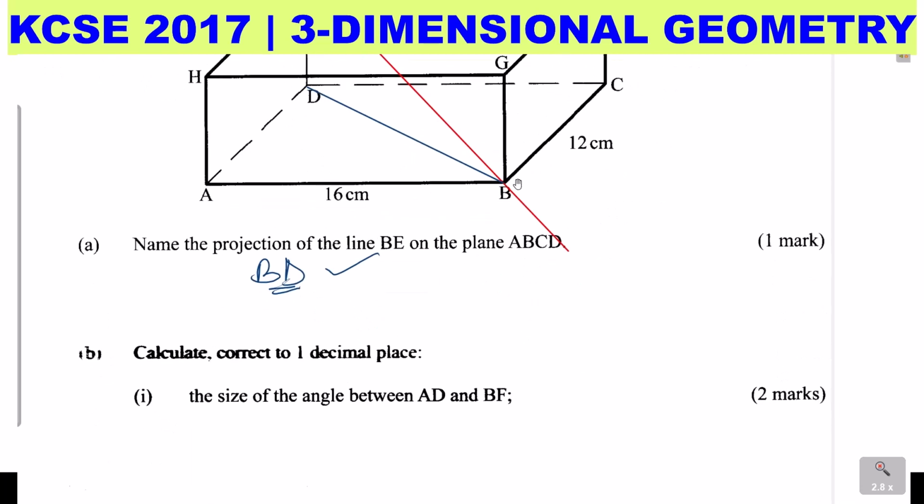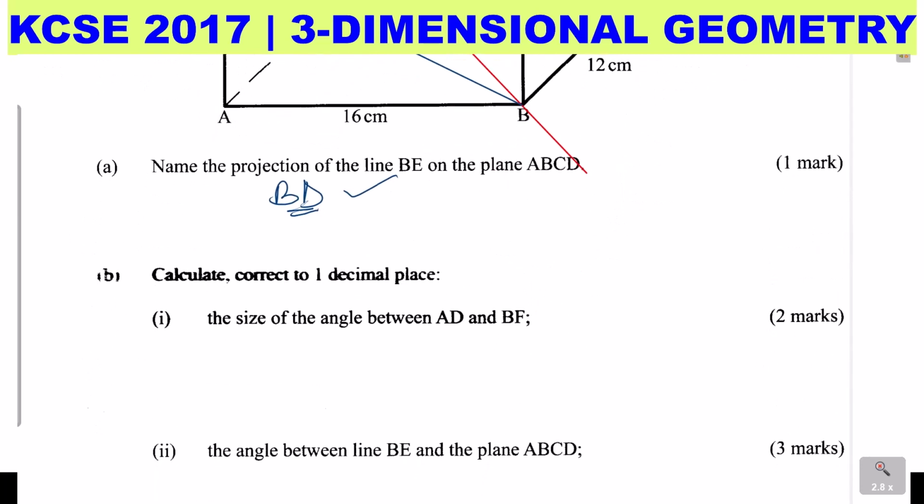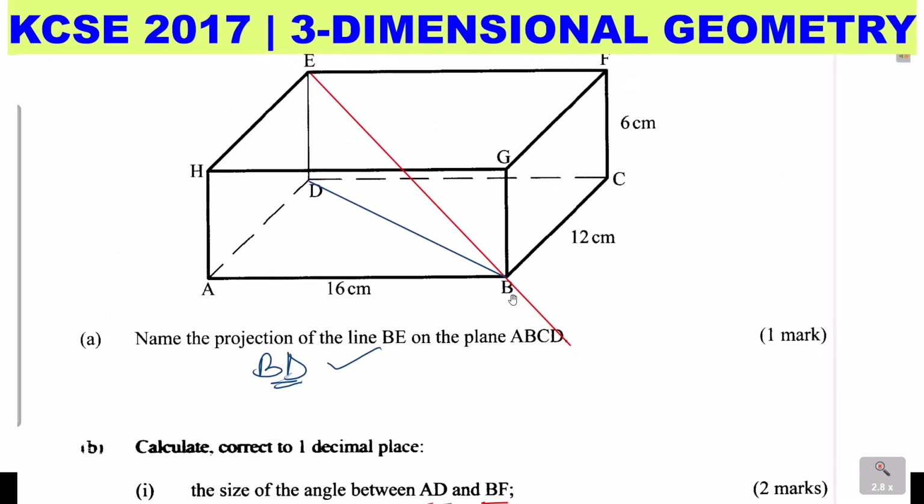Let's go to the second part. Part B, calculate, correct to one decimal place, (i) the size of the angle between AD and BF. So let's go to the diagram and identify AD. You can see AD is here. So this is the line AD. And BF is here. So let me draw BF.